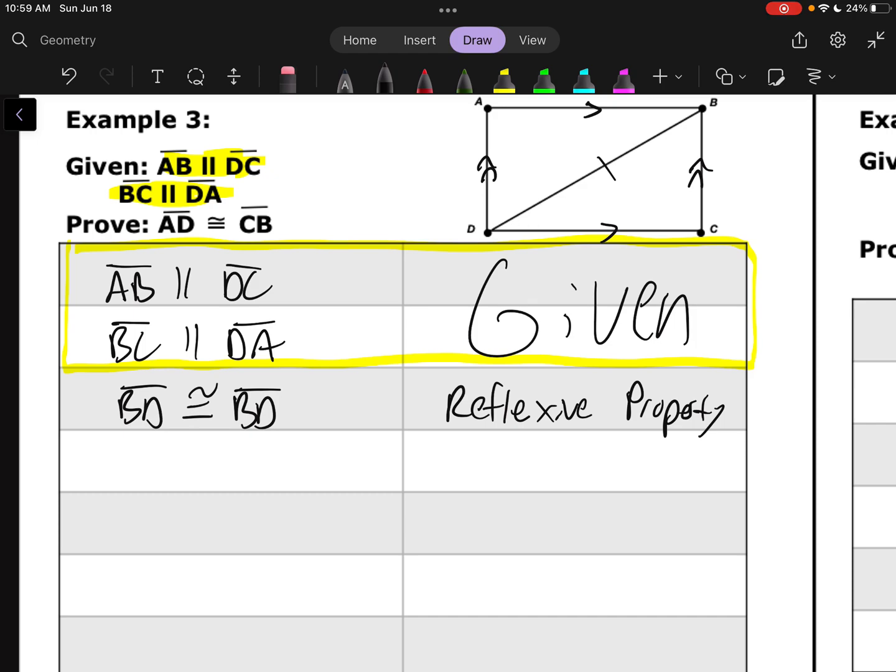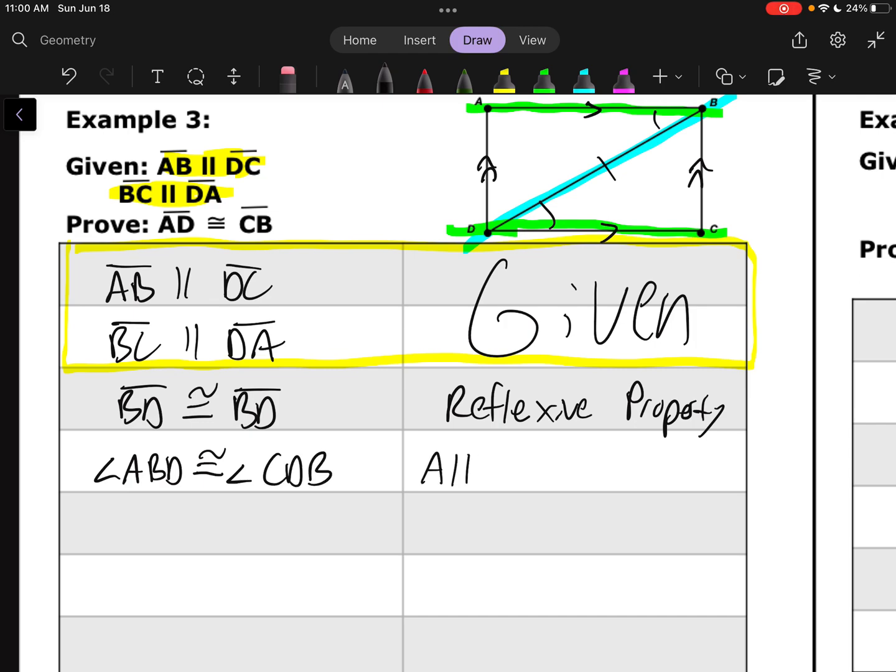Now let's start using those parallel lines. Let's start off by looking at AB parallel to DC. If those lines are being crossed by this transversal here, that means that angle ABD must be congruent to angle CDB, because those are alternate interior angles. So I'm going to use the alternate interior theorem.